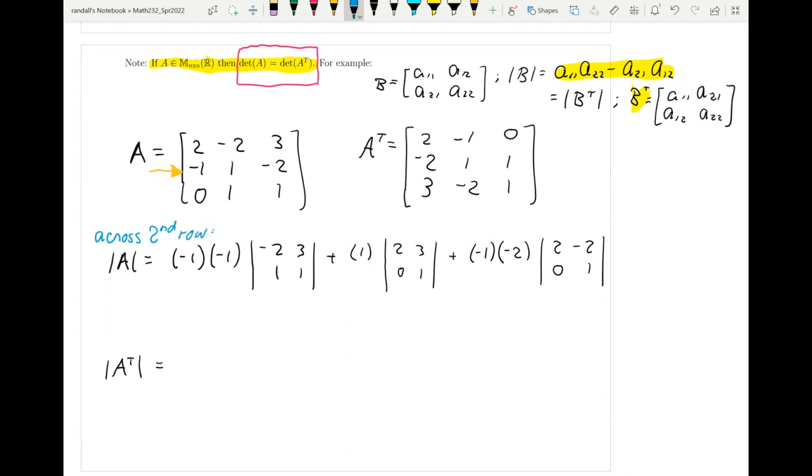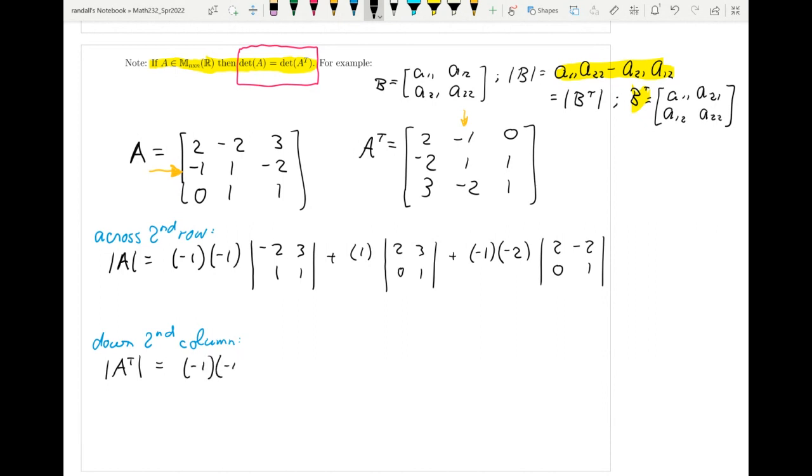Now I'm going to go down the second column of A transpose. And that's where the row of A becomes the column in A transpose. So second column. Let's see what happens. All right. So I'm going to go down the second column now. And I get, so starting at -1. Now that's in the 1,2 entry.